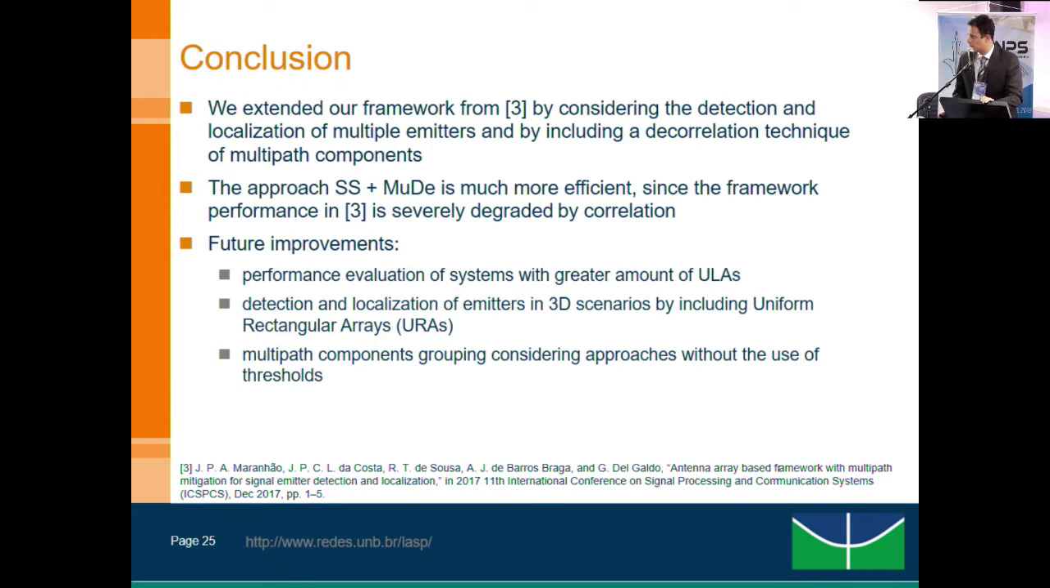As future improvements, we propose to consider a system with a greater number of ULAs. We also propose the detection and localization of emitters in 3D scenarios. And we also consider, in a future work, a multipath component grouping approach without the use of thresholds. So in our work, we used thresholds to determine if a pair of received signal components were emitted from the same source or not. So we want to extend this work by considering other approaches.